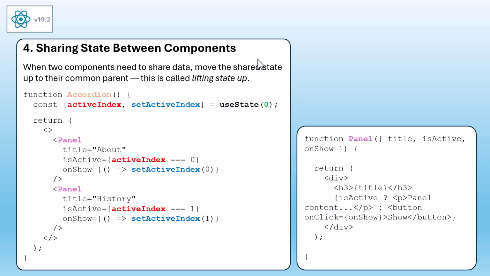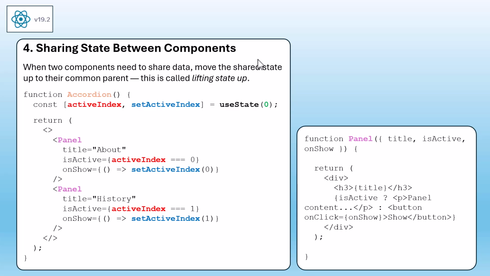4. Sharing state between components. Sometimes, two components need to stay in sync. For instance, when activating one panel should automatically deactivate another. In these cases, it's best to lift the shared state up to their closest common parent.